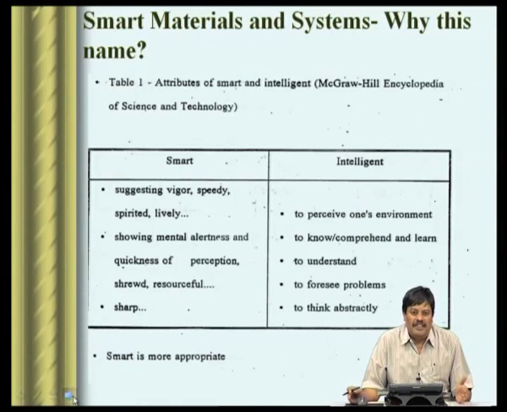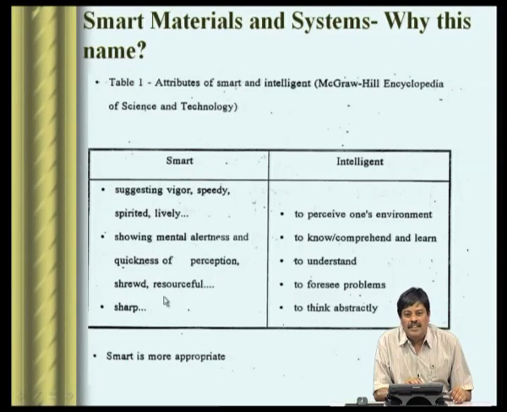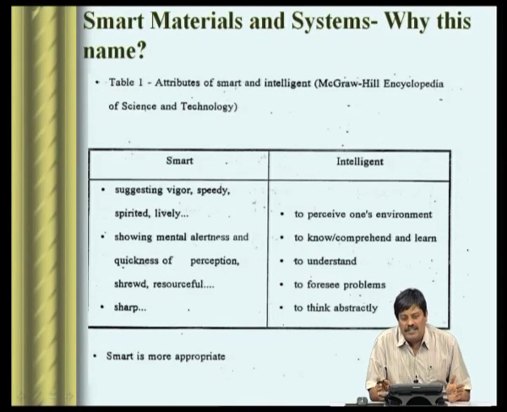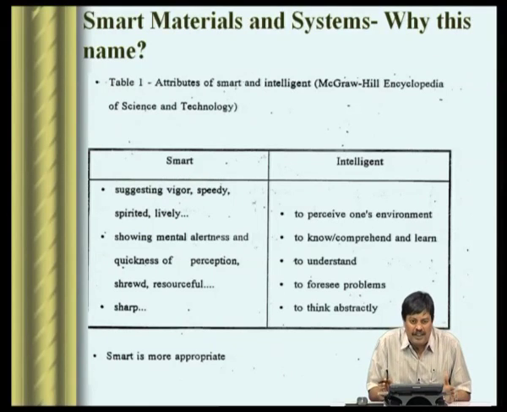If you look at the word smart in the dictionary, it says: suggesting vigor, speedy, spirited, lively, showing mental alertness and quickness of perception, shrewd, resourceful and sharp. As opposed to that, the definition of intelligent says: to perceive one's environment, to know, comprehend and learn, to understand, to foresee problems, and to think abstractly. We obviously want the system to be more intelligent, but that is a lot more challenging. So today, if we want to build a system that can do something much better than what exists, we call it smart. Hence smart was the more appropriate term, and we call them smart systems rather than intelligent systems.